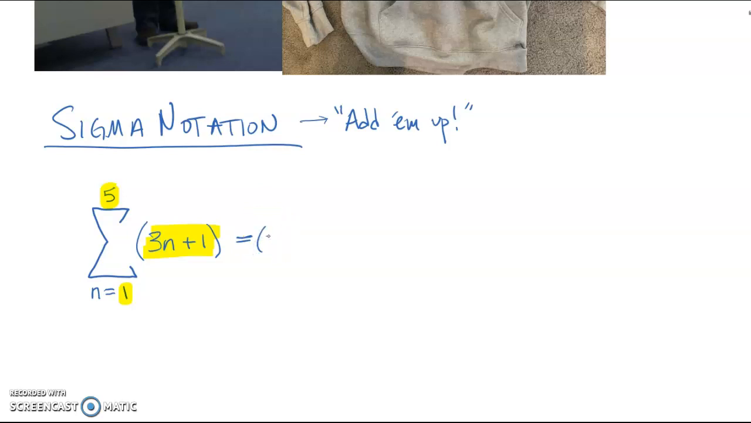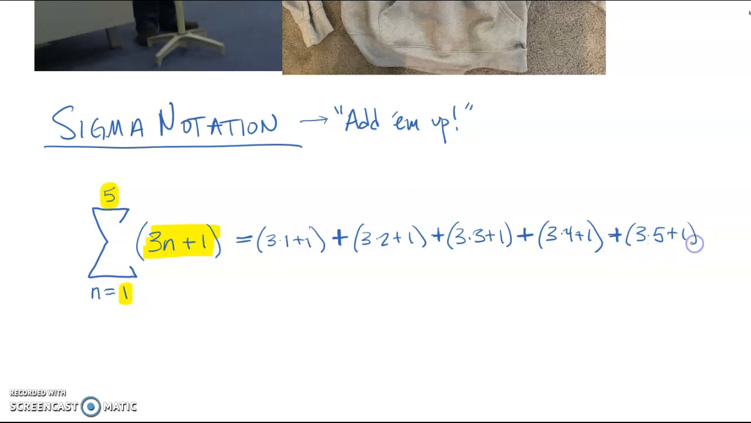So if I were to write it out, we'd have 3 times 1 plus 1 plus 3 times 2 plus 1 plus 3 times 3 plus 1 plus 3 times 4 plus 1 plus 3 times 5 plus 1. So that's what that instruction means. Of course, we could go to our calculator or maybe do these in our head, type in those expressions, and add it up, and we're going to get the number 50. If you want to check my work, there you go. That's really all we want to talk about today, the notation.